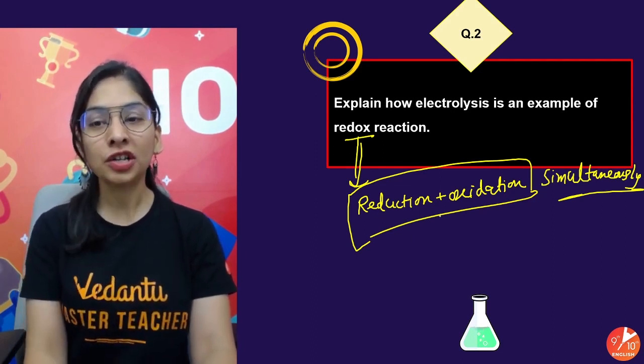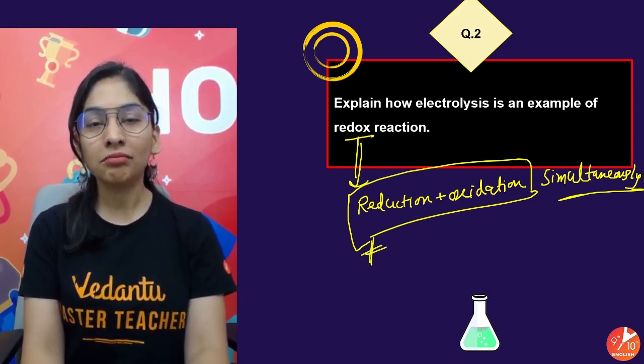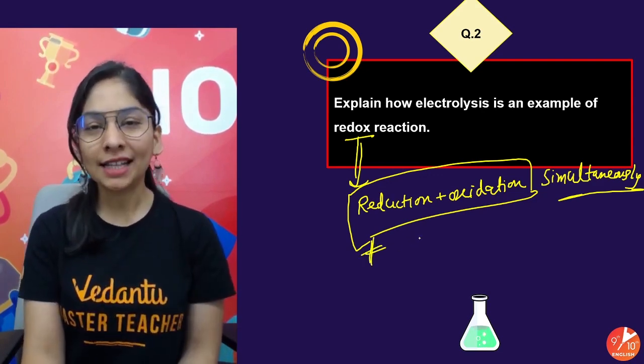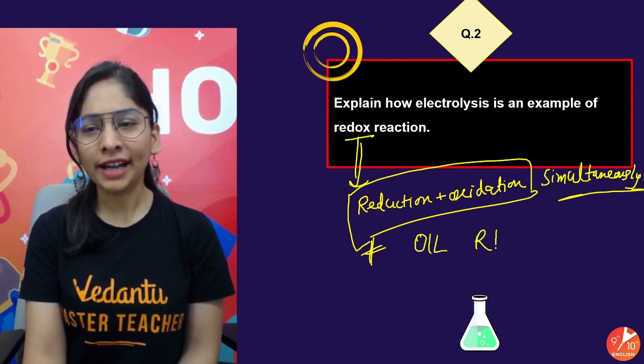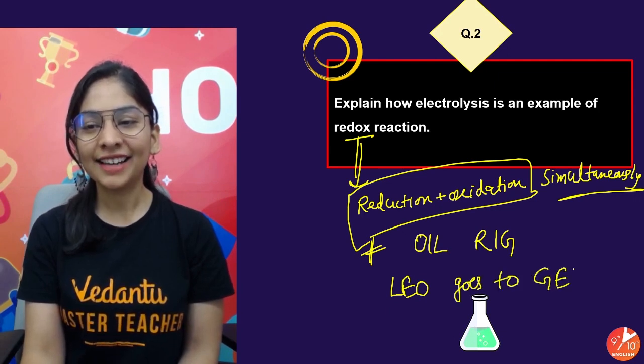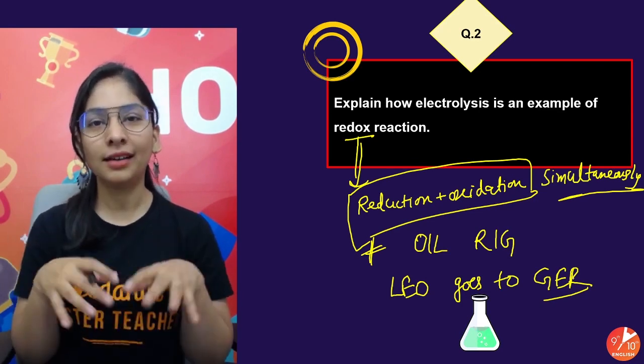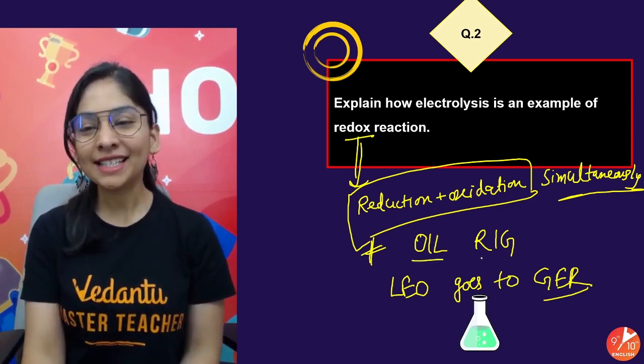I'll explain reduction and oxidation with the help of one special kind of phenomenon, that's OIL RIG. And there's one more way: LEO goes GER. The kind of line like a coward one, it's like his roar is more of a grr. Okay. What exactly does that mean?